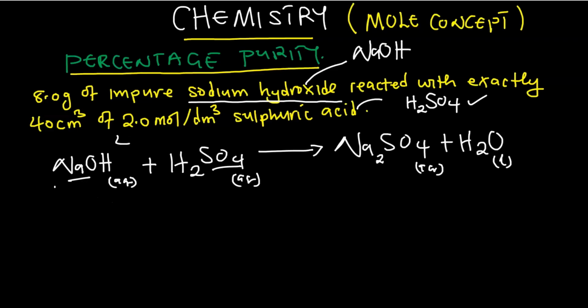Now let us check if it's balanced, because they've told us to write the balanced equation with state symbols. To check if the equation is balanced, you are going to check the number of atoms of each involved on the reactant side. So let me just write them here: sodium, oxygen, hydrogen, and of course sulfur. Equally, on the other side, what is involved is sodium, oxygen, hydrogen, and sulfur.